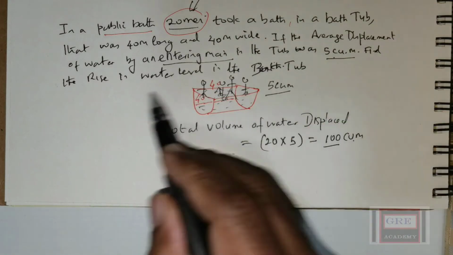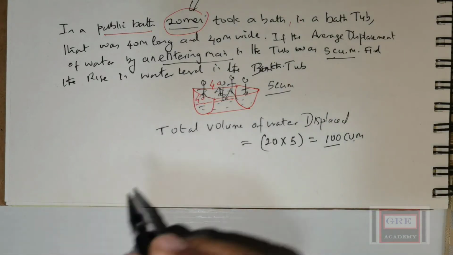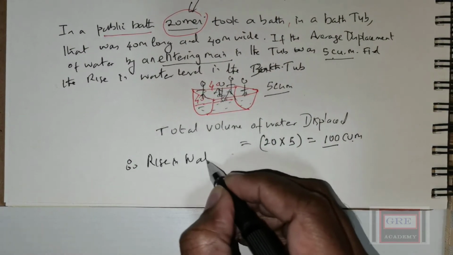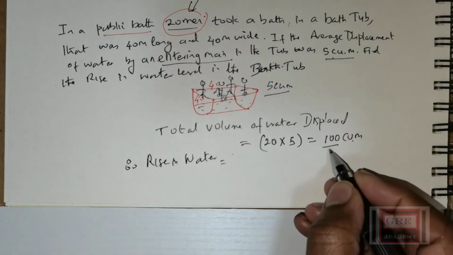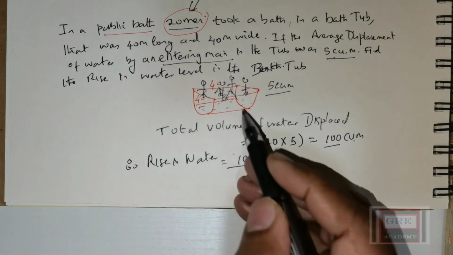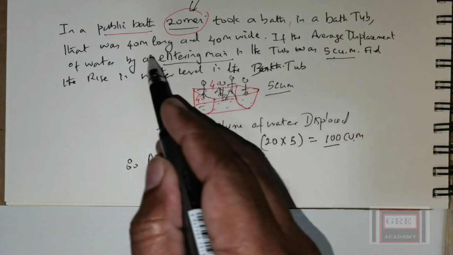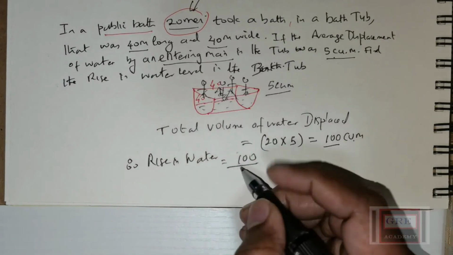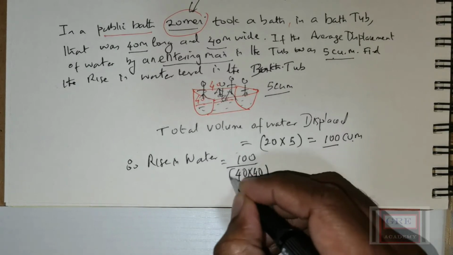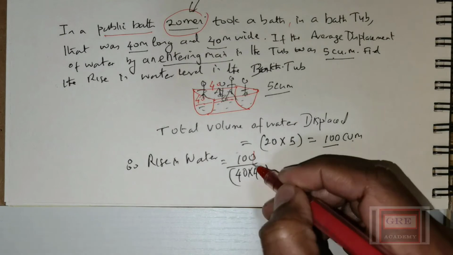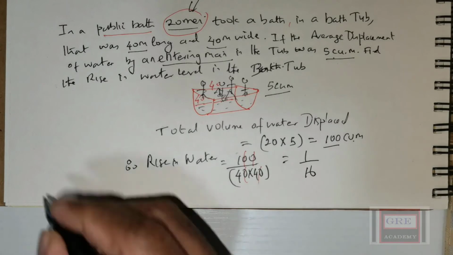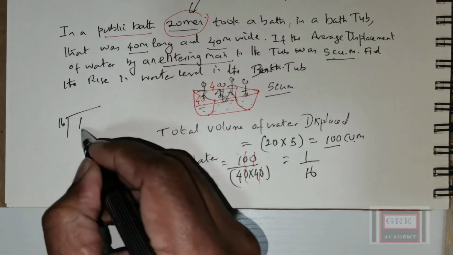Now we are expected to find the rise in water level. So how are we going to do that? So therefore the rise in water level is calculated by dividing this 100 cubic meters by the dimension of the tub. The dimension is given to be 40 by 40. So we would divide that 100 by 40 by 40. So naturally the two zeros would get cancelled, giving us 1 divided by 16. So we need to find what happens when we divide 1 by 16.